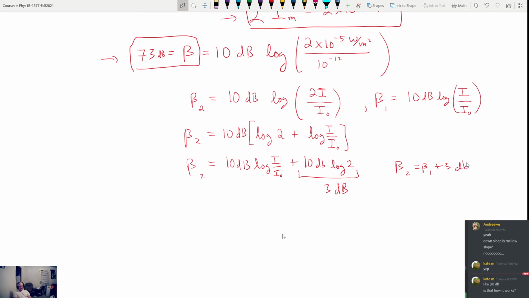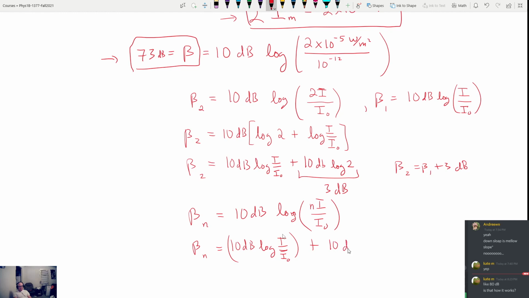Now, let's go a little bit farther, and let's say we have n machines operating. If we have n machines operating, beta sub n would be 10 decibels times the log of n times I over I naught. But we can play the same game, and say beta sub n would then be 10 dB log of I over I naught plus 10 dB log n. So this is why what I said earlier was not quite correct.